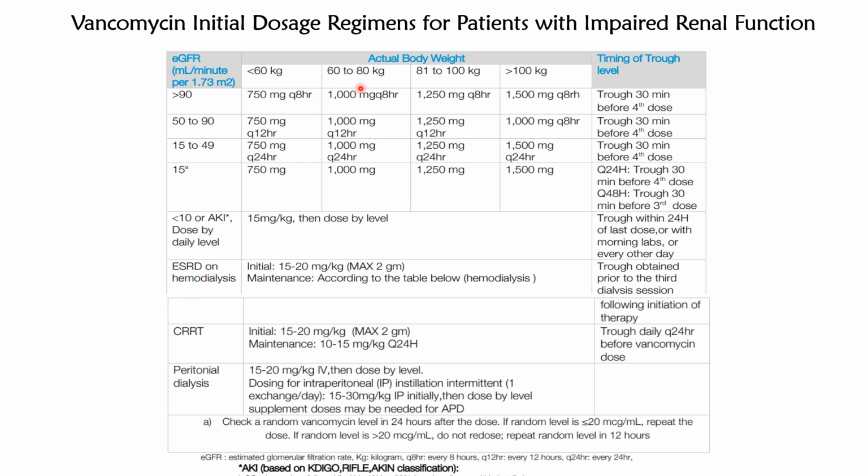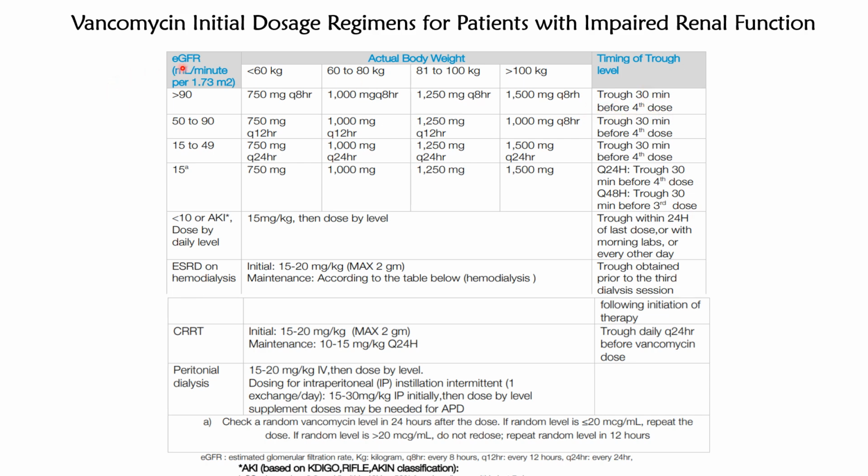And if the patient's body weight is in between 60 to 80, the dose will be 1000 milligram Q8 hourly. And if the weight is in between 81 to 100 kilogram, the dose will be 1250 milligram Q8 hourly. And if the patient's weight is greater than 100 kilogram, 1500 milligram Q8 hourly. And the timing of trough will be 30 minutes before the fourth dose.